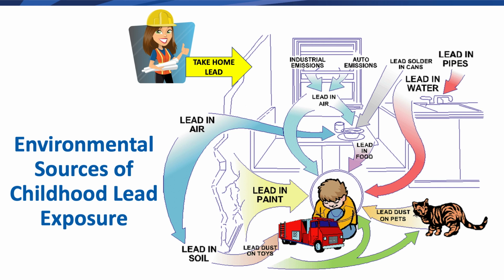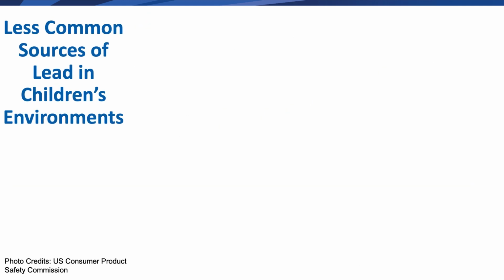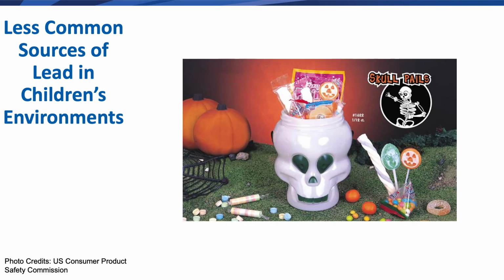There is a drawing of a cross-section of a kitchen in a home with arrows showing the various ways lead can get into a house. There are a lot of less common sources of lead in children's environments, and I'm going to share a few of them with you. In 2007, a Halloween toy filled with candy was recalled by the U.S. Consumer Product Safety Commission due to excessive amounts of lead found in the decorative paint on the surface of the toy. About 55,000 units were distributed.